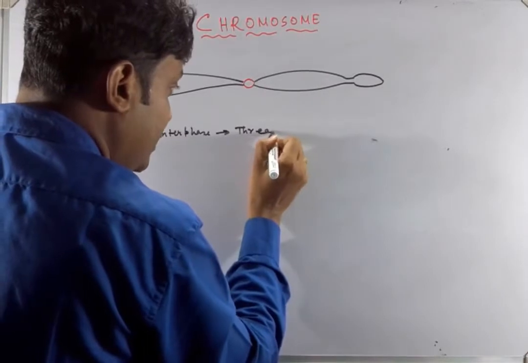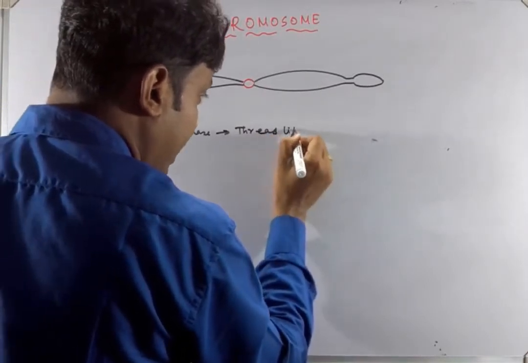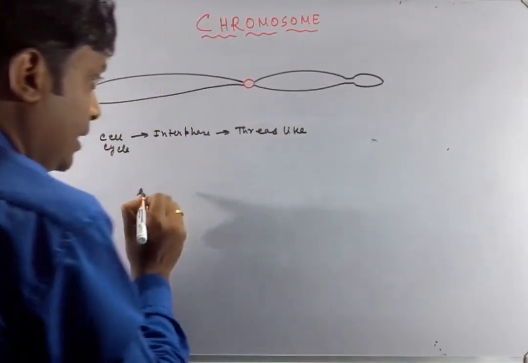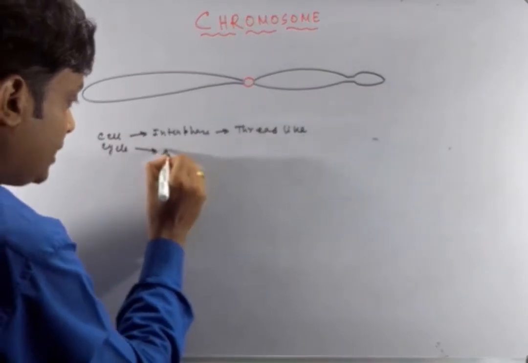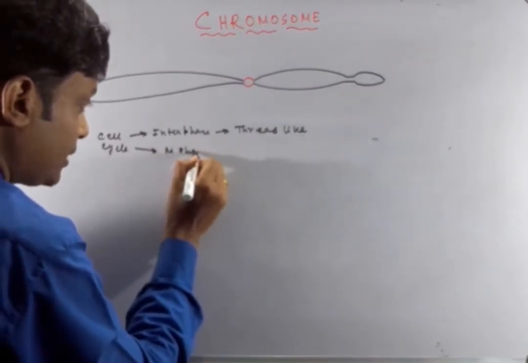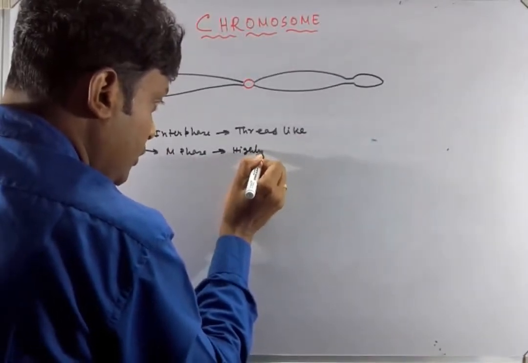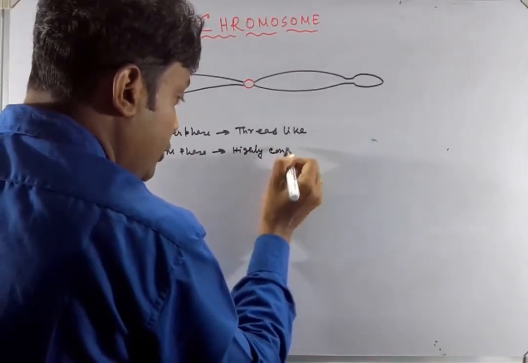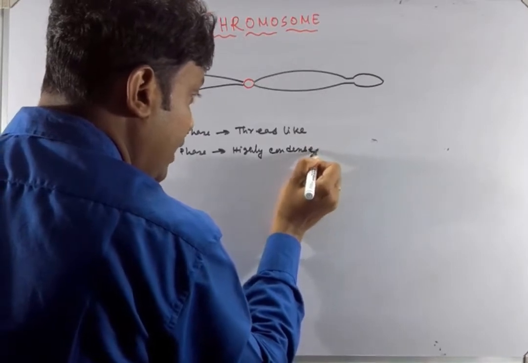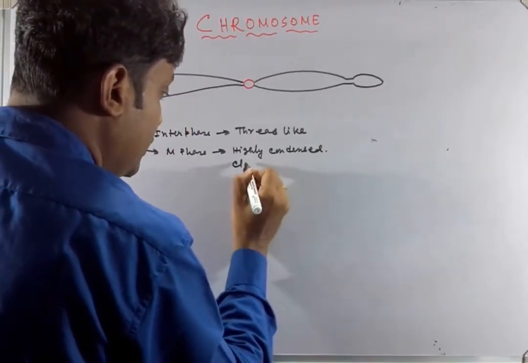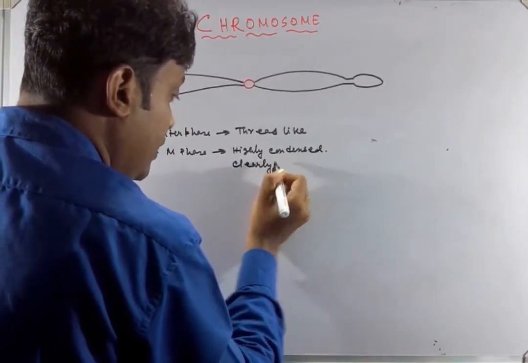So the detailed structure cannot be seen in the interphase stage, but in the M phase the detailed structure can be seen because the chromosomes are highly condensed, and so the chromosome is clearly visible.